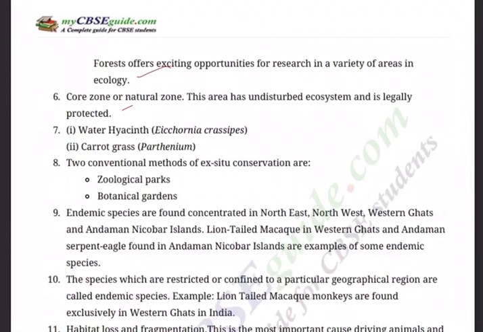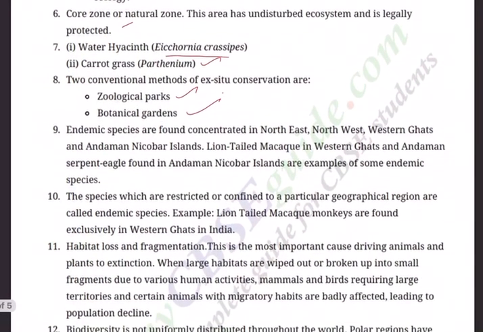Question 7. Water hyacinth, we say Eichhornia crassipes. Second one is carrot grass, Parthenium. These are alien species. But of course they are dominating, they are seen everywhere. Question 8. Two conventional methods of ex situ conservation are zoological parks and botanical gardens.